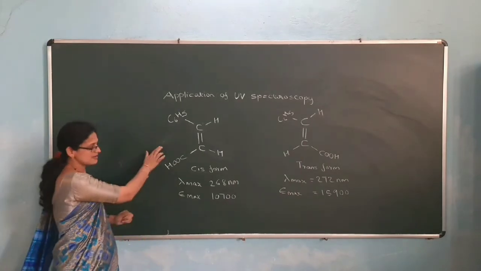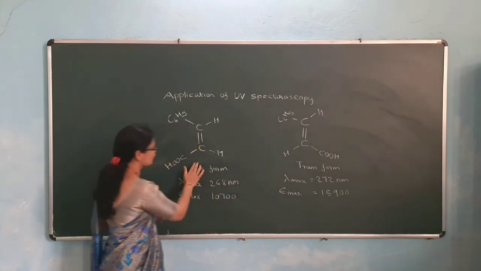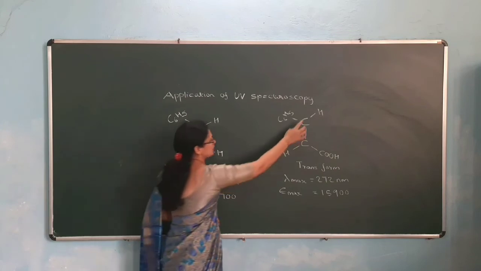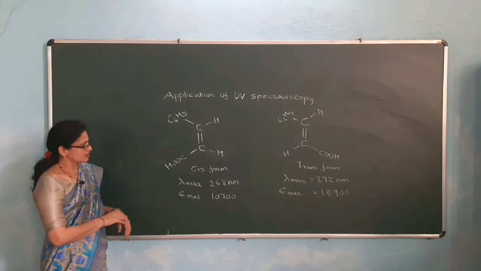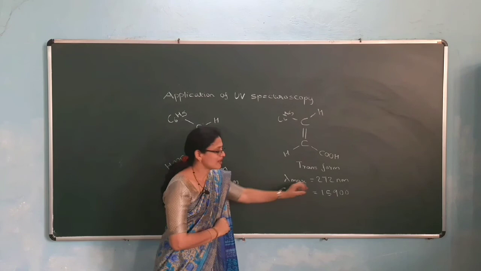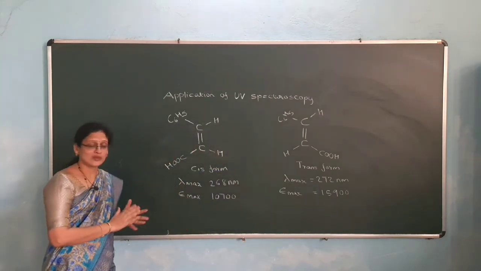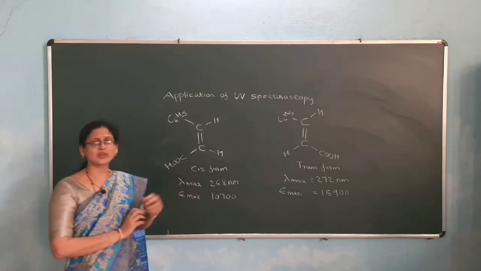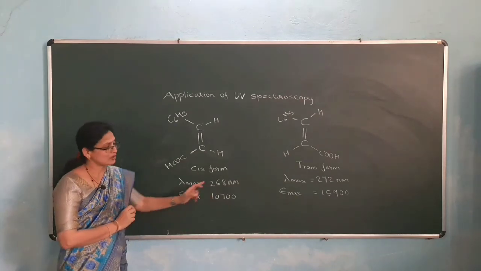Okay, see this is a cinnamic structure. So, this is the cis form and the trans form. Cis form means the two groups are on the same side. Here the groups are on opposite sides, so it is the trans form. But when you see the wavelength here, the cis form absorbs at 268 nanometer and the trans form absorbs at 272 nanometer. So, cinnamic acid exists in both forms, cis and trans, but there is a change in the absorption wavelength, and the extinction coefficient, epsilon max, also changes.